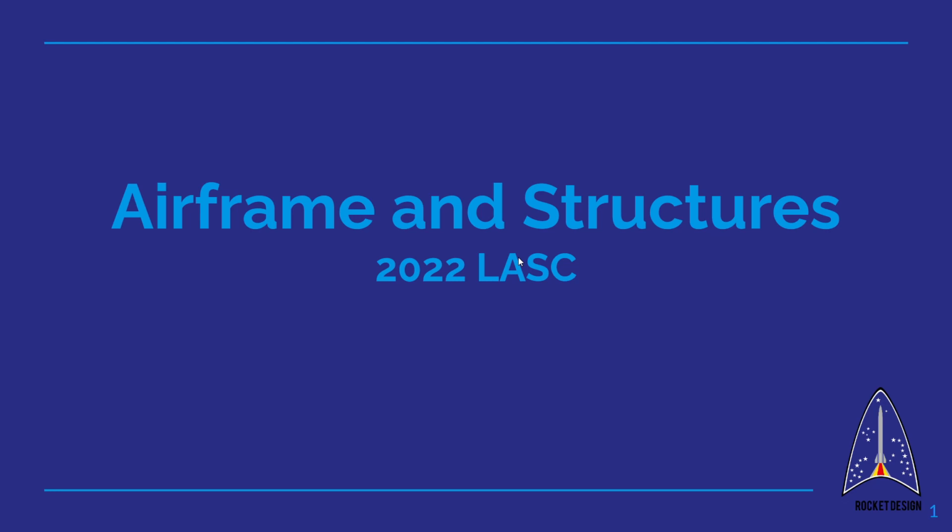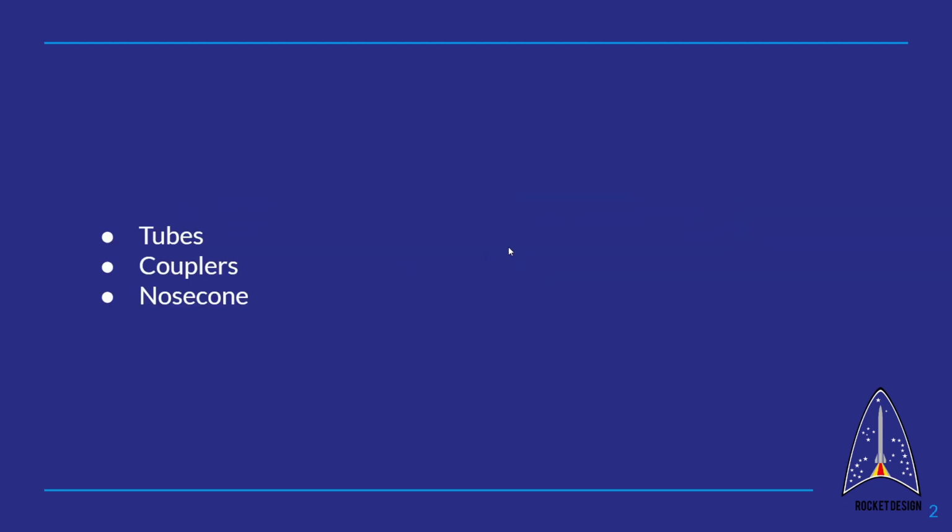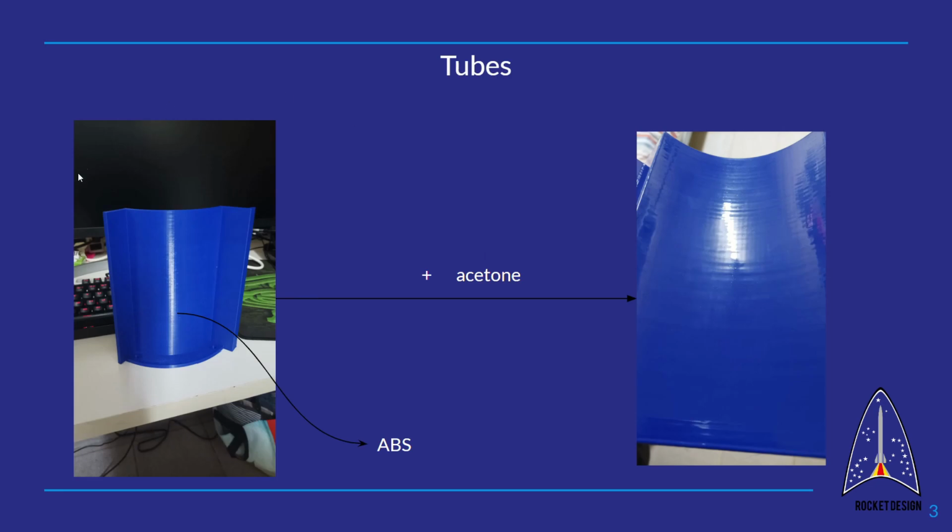Now we'll talk about the airframe and structure subsystem. We were responsible for the making of tubes, couplers, and the nose cone of the rocket. For the tubes, we used an ABS 3D printed mold that, when we added acetone, would get really smooth, so the outside of the rocket would also get smooth.